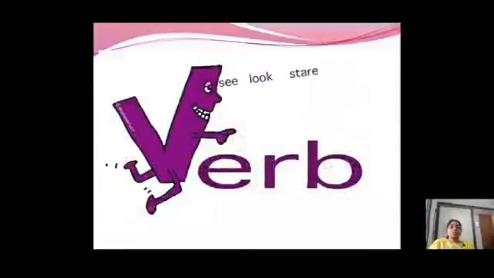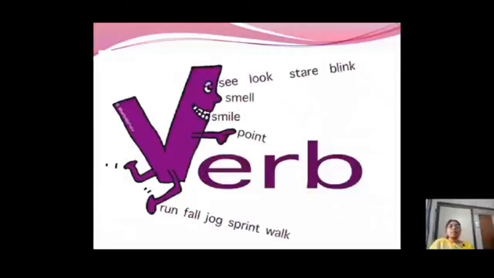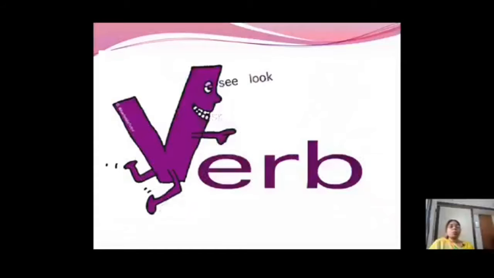Children, today's topic is verb. Right? Can you able to see that? Verb is talking to you. What is it saying? See, look, stare, blink, smile, smell, point. Then what? Run, fall, jog, sprint, walk.